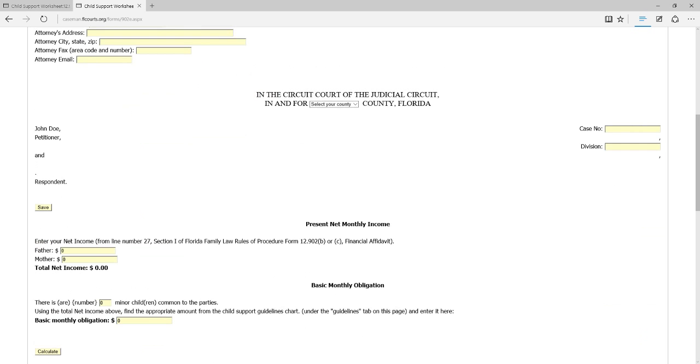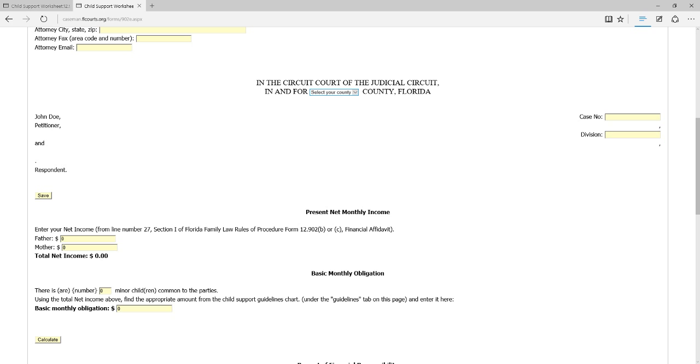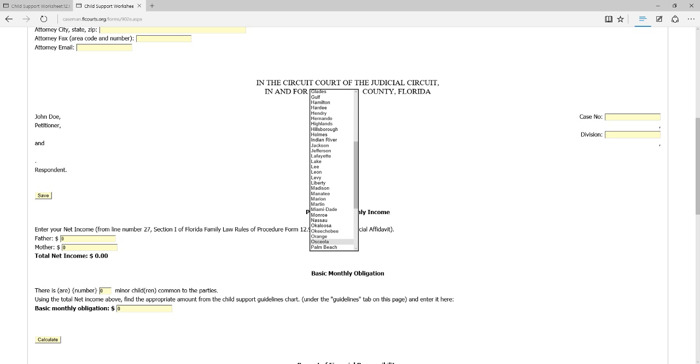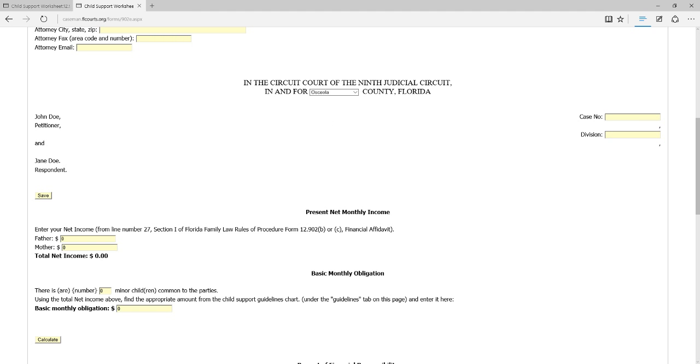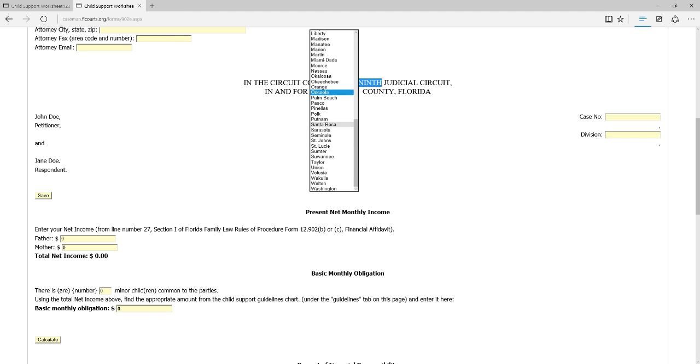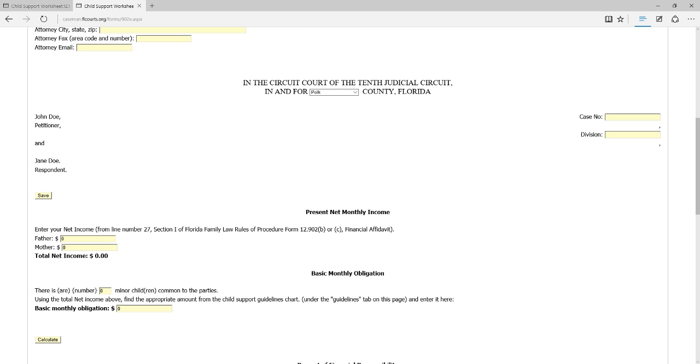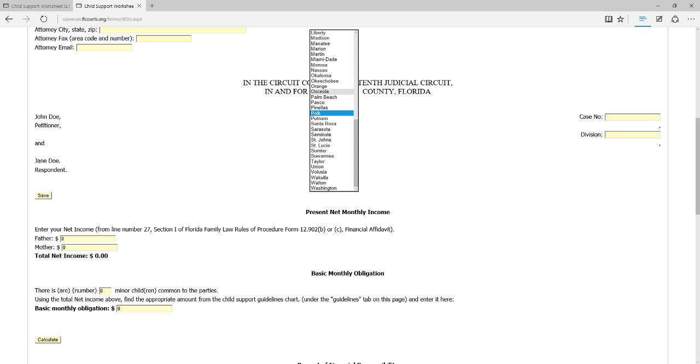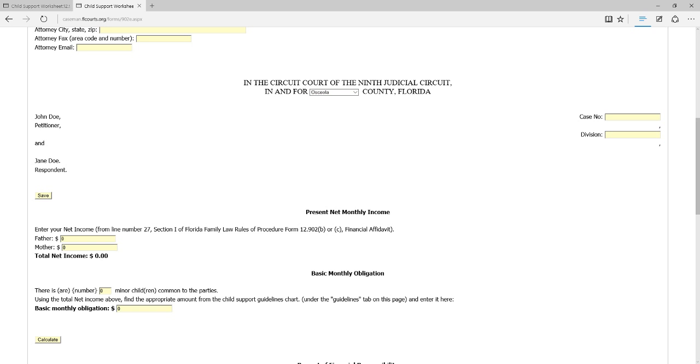Now if you scroll down here, you will see that you have to put your county. My office is located in Kissimmee, Florida, so I will go ahead and pick Osceola. Osceola falls in the 9th Judicial Circuit Court. So does Orange. If we were filing in a county such as Polk County, that one falls in the 10th. So it's very important you are familiar with which judicial circuit the county falls in. Over here, you would put the case number if you have one, and the division if you have one.